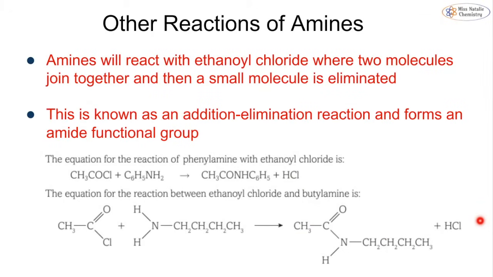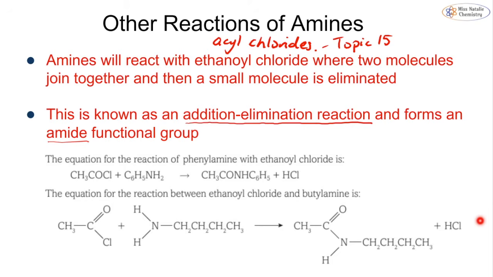Amines can also react with ethanoyl chloride or our acyl chlorides. If you can't remember what that is, if you're not sure, go back and have a look at topic 15, where we did cover this last term. So when these react, we get two molecules joining together, and then we get a small molecule being eliminated. So we actually call this an addition-elimination reaction. And we're going to form this amide group. And this amide group here is CONH.